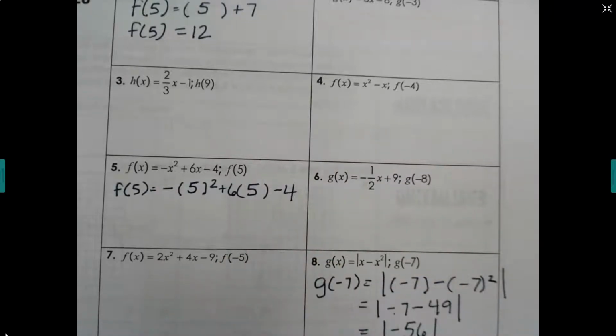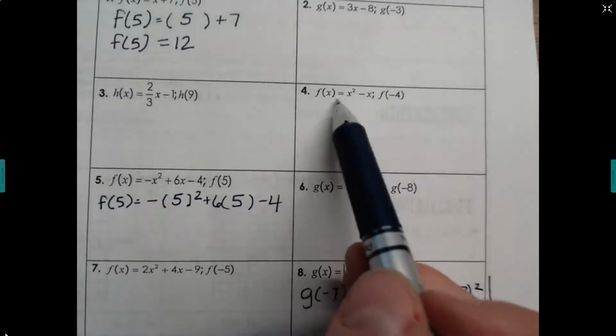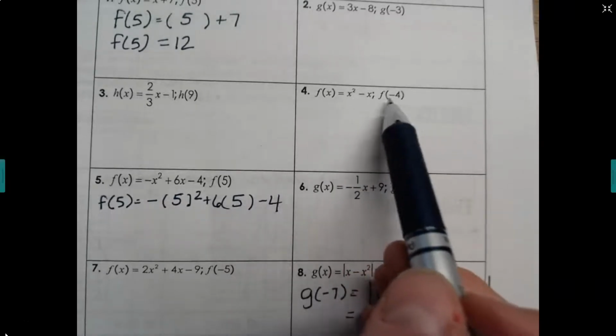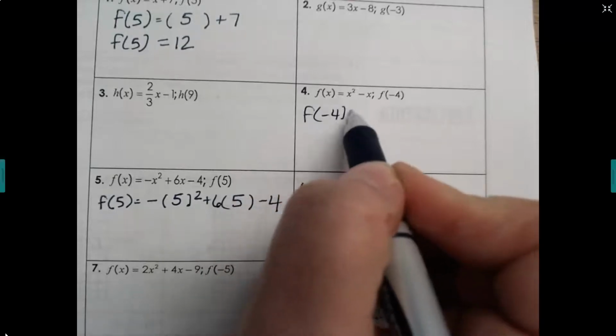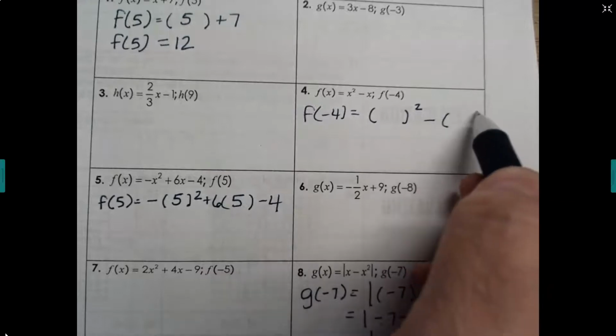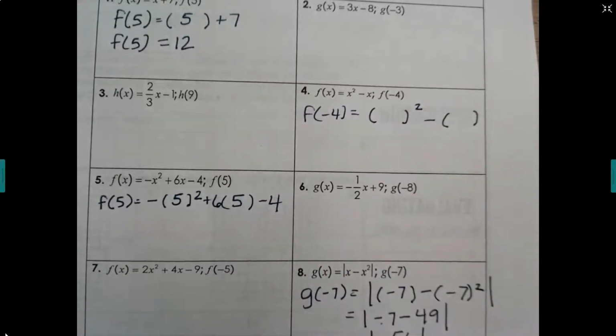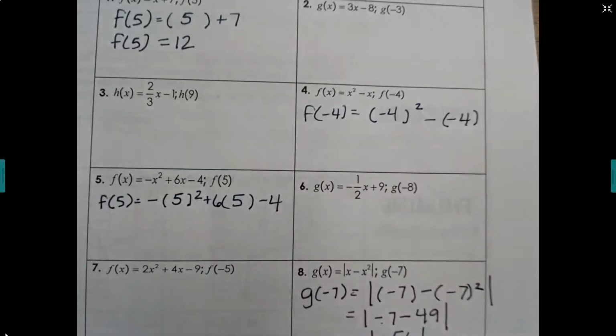All right, I'm going to help you set up one other, and the rest you're going to do all on your own. Let's look at number 4. If we're given x squared minus x, find f of negative 4. So we have x squared minus x. And what we want to plug in is negative 4. All right, we're going to try some more on the back.